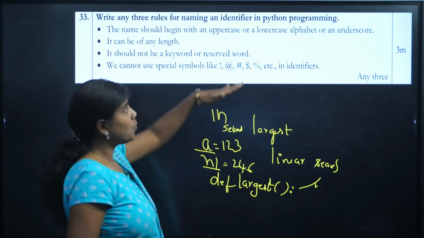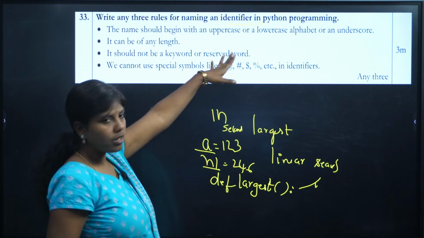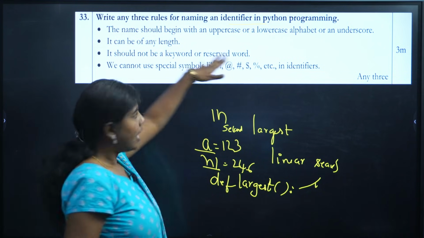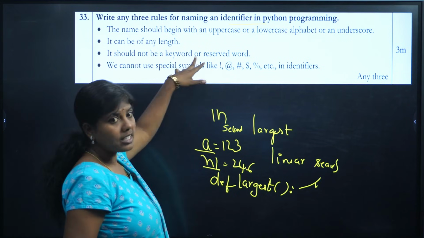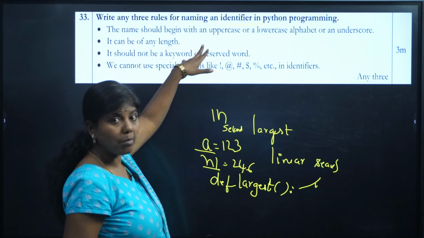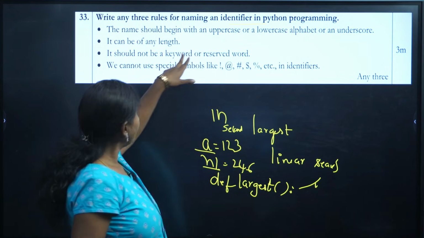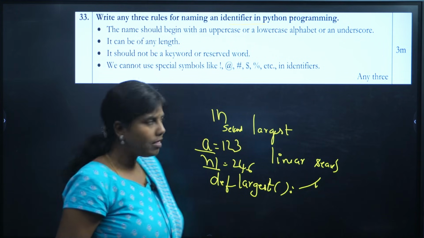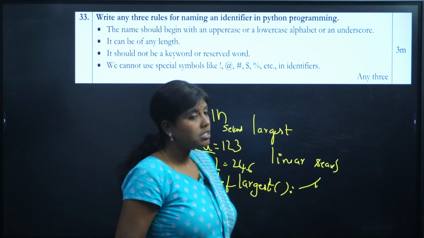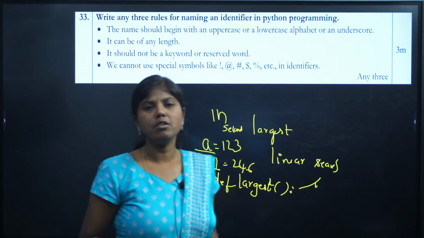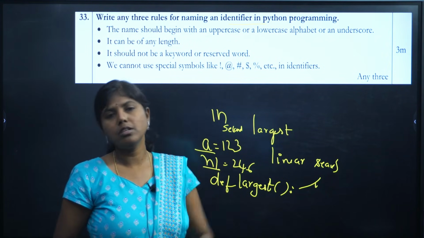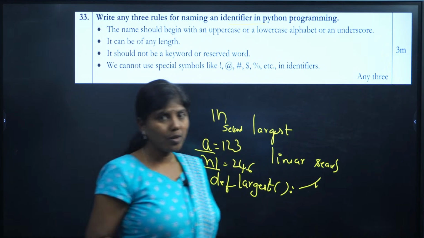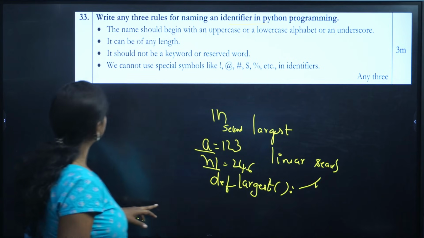So what is it? It should not begin with a number. Very simple. It can begin with an uppercase, lowercase, or an underscore. And it can be of any length. Remember that point: it should not begin with a number. That's more important. And then it should not be a reserved word or a keyword. And no special symbols apart from underscore. Just remember that the only special symbol allowed is underscore. Clear? So we'll go with the next question now.